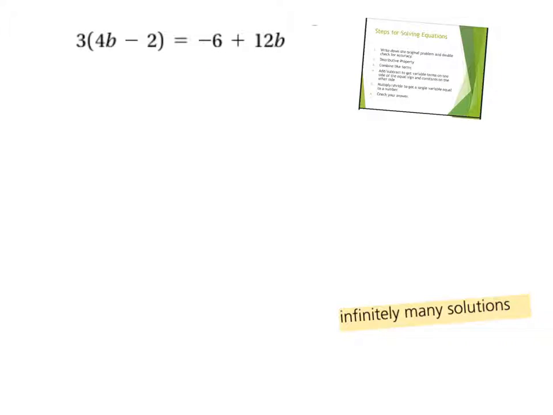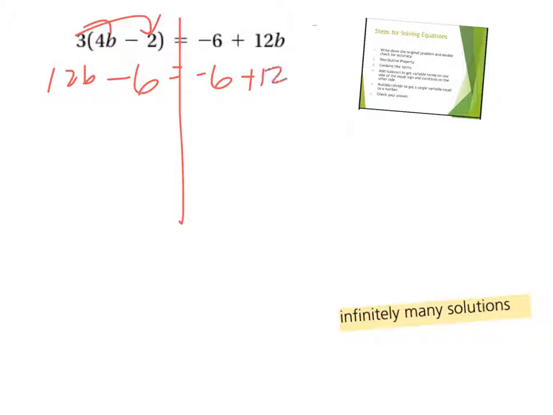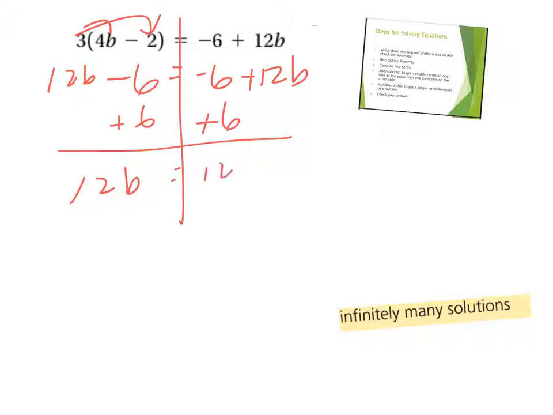Alrighty, I'm going to draw that lovely line first. Then I'm going to move straight on to distributive property. 3 times 4b is 12b. 3 times negative 2 is negative 6. And we'll bring down negative 6 plus 12b. Now, you might recognize right here that they're the same thing, but let's say you didn't. So I'm going to add the 6 to both sides. So I get 12b equals 12b.